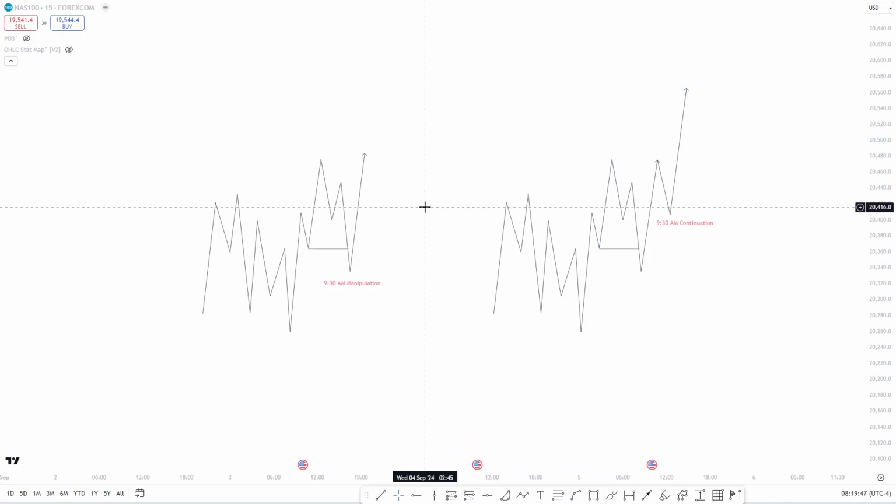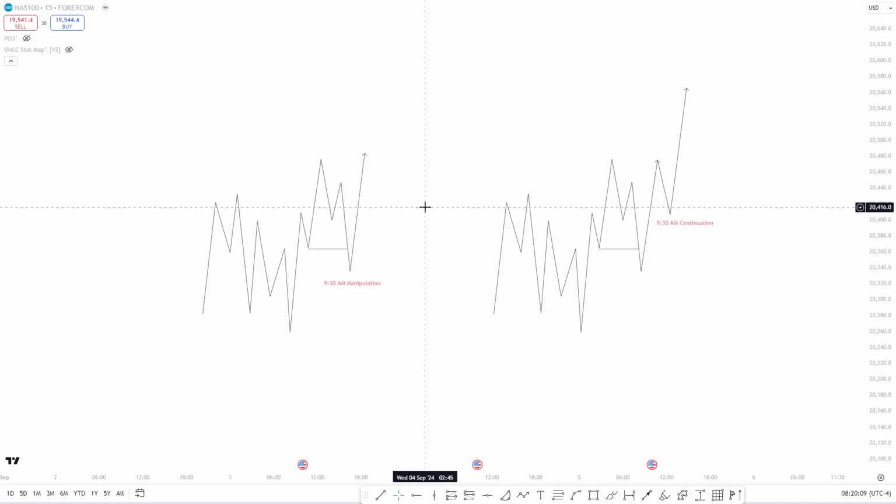a 1 hour chart. Now every single day we are going to see a raid on a 1 hour high or low, okay, before continuing higher or lower. So if we are expecting higher prices every single day, we are going to expect a raid on an H1 low, and then we would expect higher prices from there.